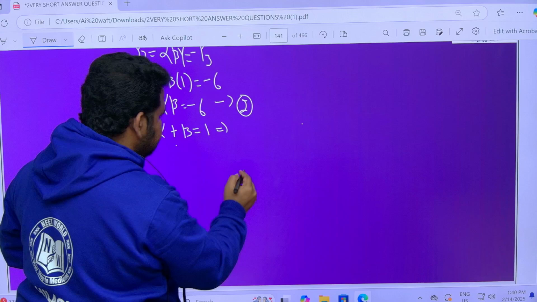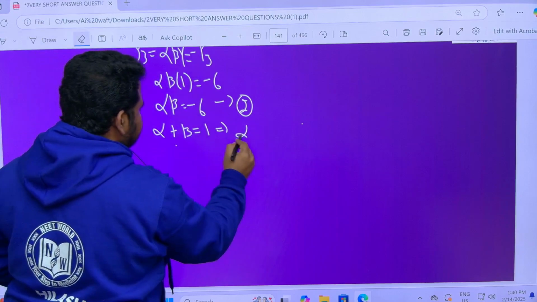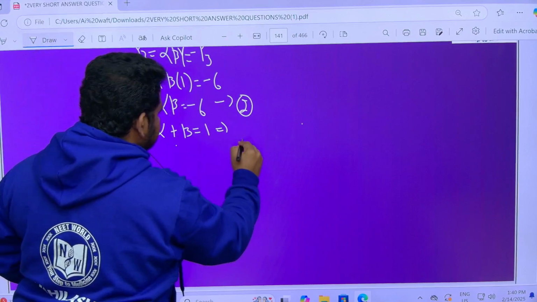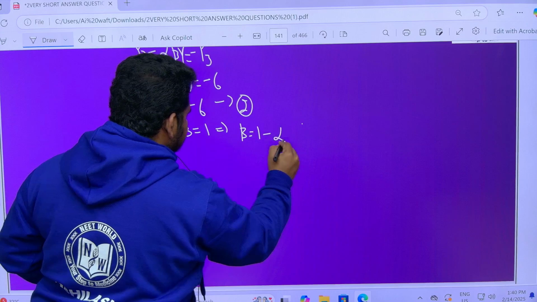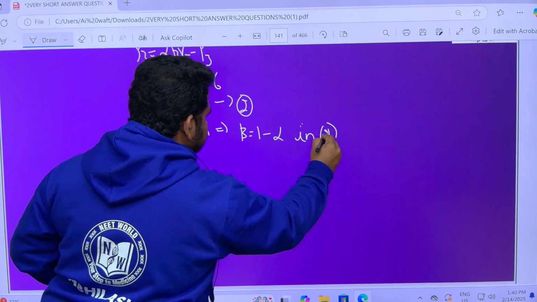Okay, so be careful. Let me take it as beta value only, instead of alpha. Beta will be equal to 1 minus alpha. Put this in equation 2.